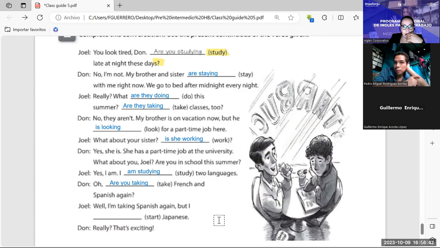Now the last one. I'm taking Spanish again, but I am starting Japanese. Really? That's exciting.